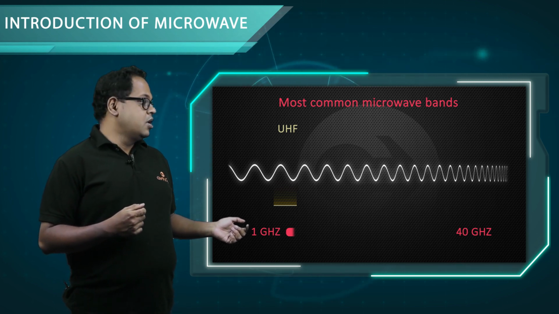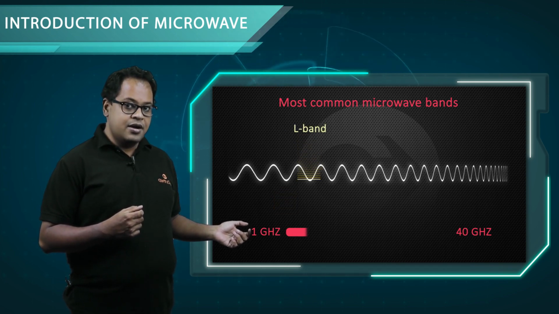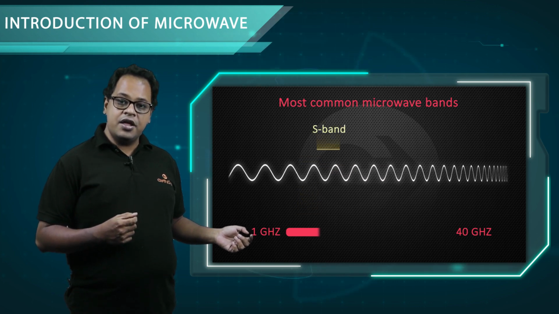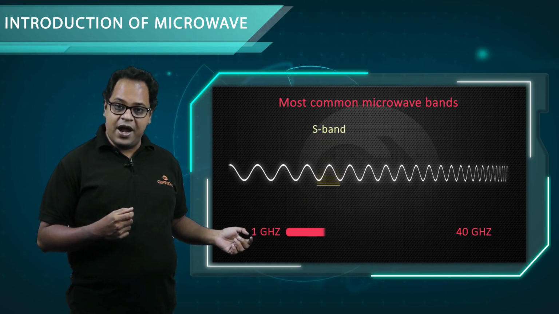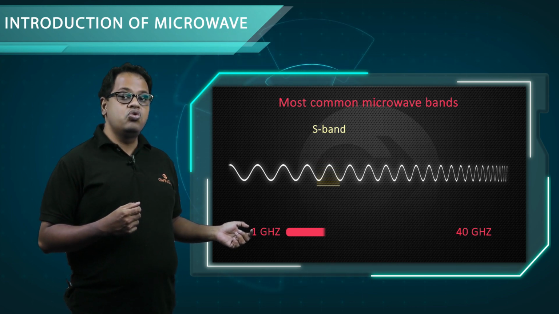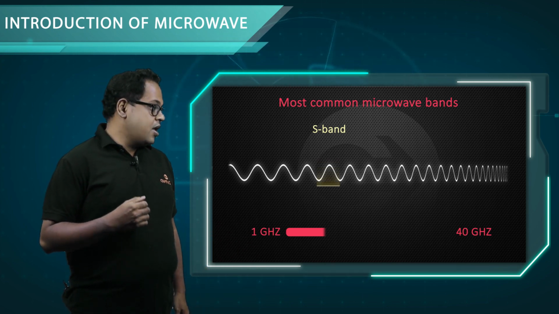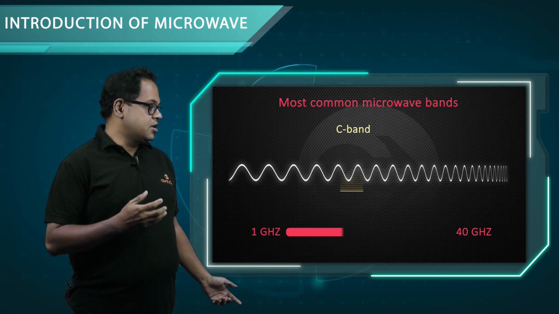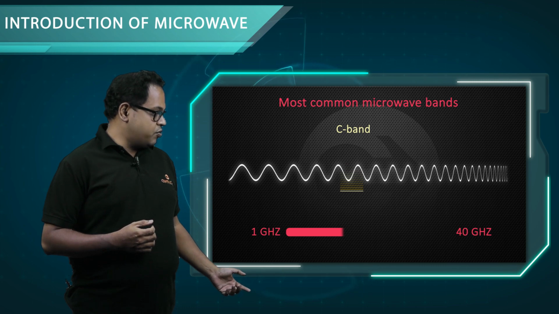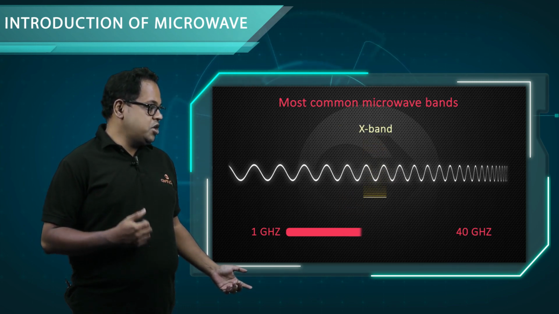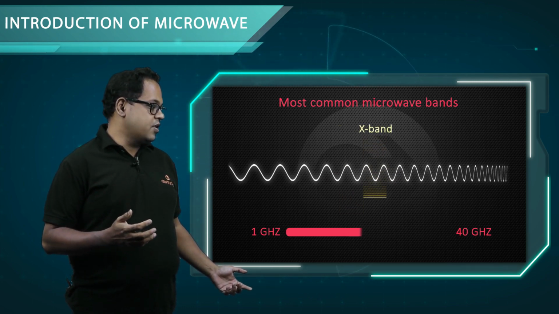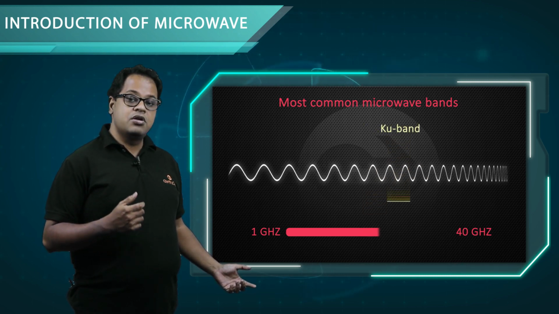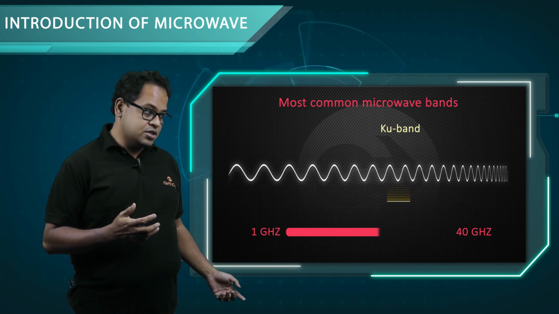Fourth one is L band, which ranges from 1 to 2 GHz. Next frequency band is S band, which is 2 to 4 GHz. Next, C band, which is 4 to 8 GHz. Next one, X band, which ranges from 8 to 12 GHz. Next one, Ku, which is 12 to 18 GHz.